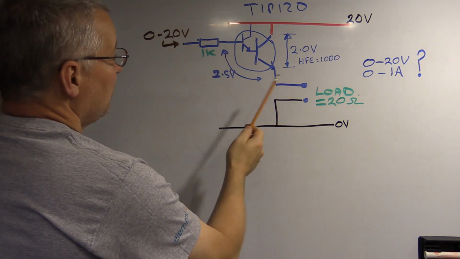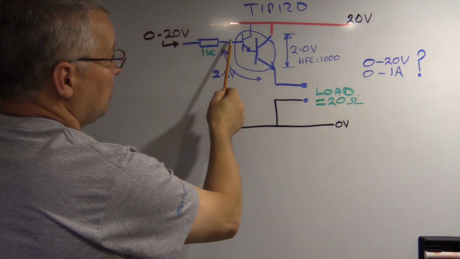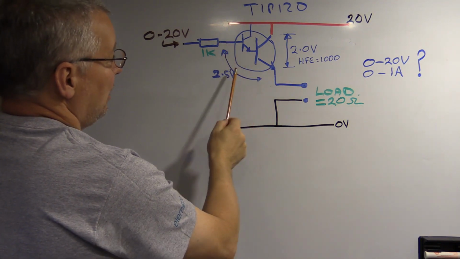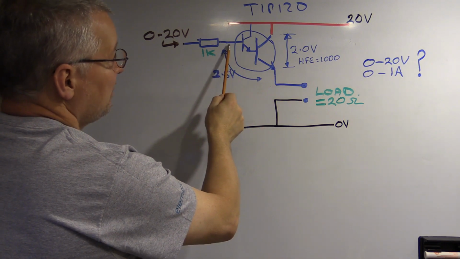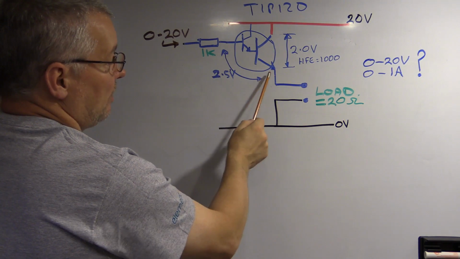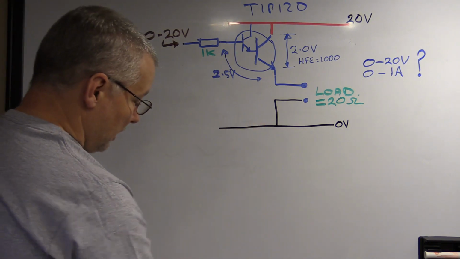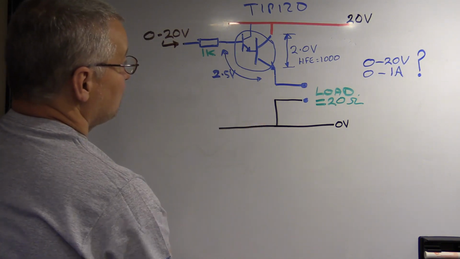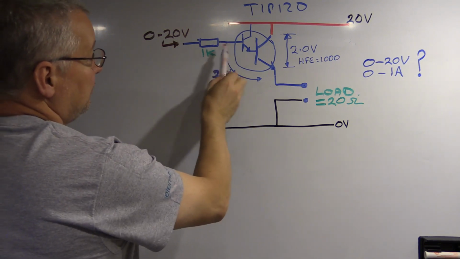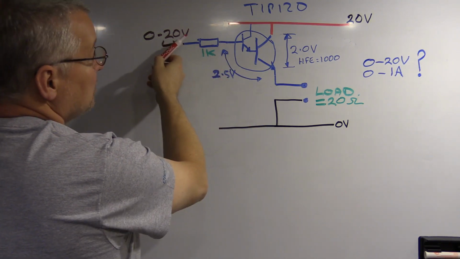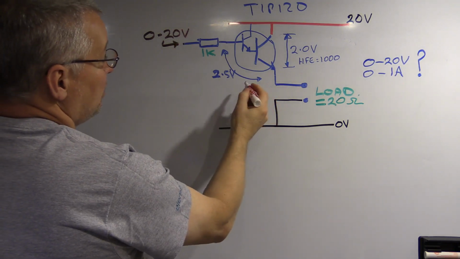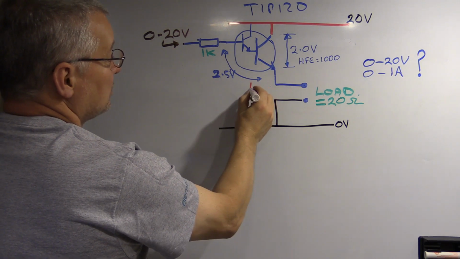Things to remember now is you've got a maximum current through the base to the emitter of 120 milliamps, but your voltage drop between the base and the emitter can be as much as 2.5 volts. And remember, this configuration is an emitter follower. So if you are only driving the base up to 20 volts, then the maximum this can get to is only 17.5 volts.